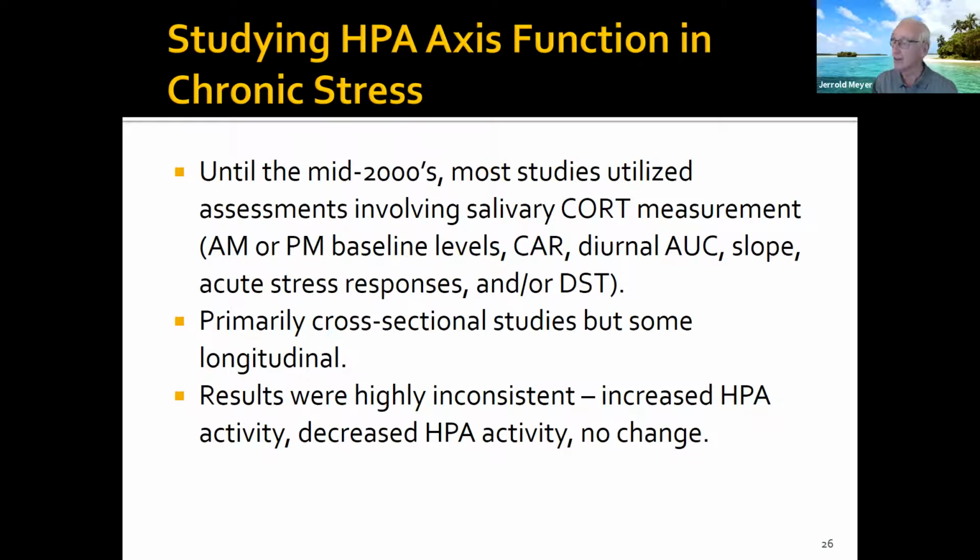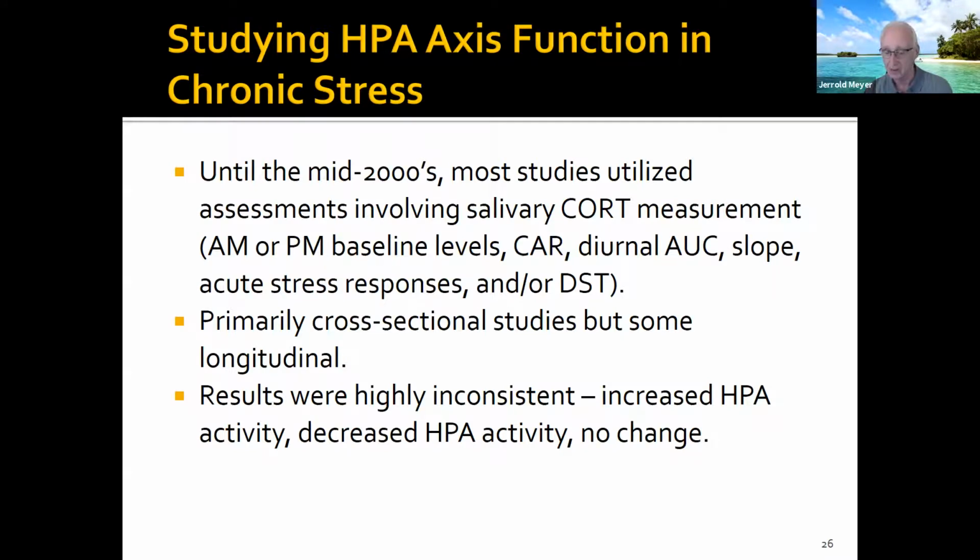some researchers found that groups, again, cross-sectional studies, groups that were deemed to be under chronic stress compared to a control group, the stress group showed increased HPA activity. Some studies showed decreased HPA activity, and inevitably, some studies found no difference between the two groups. So, you know, it's like so many areas of science, you get these discrepancies. And so, what the heck is going on? Can we make any sense of it?